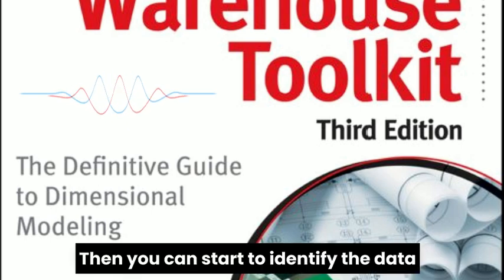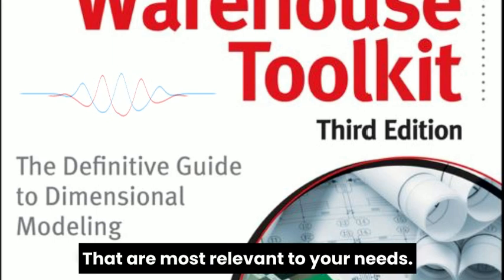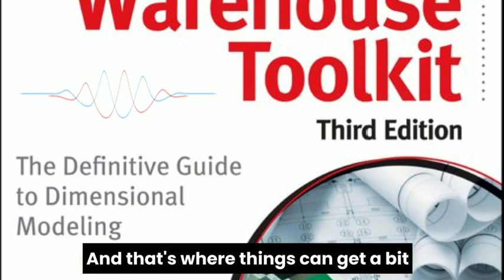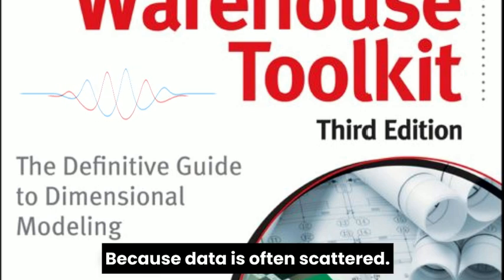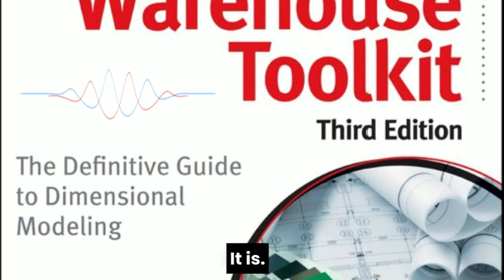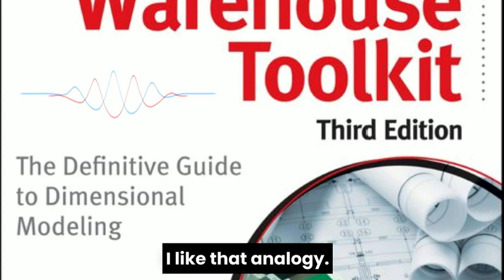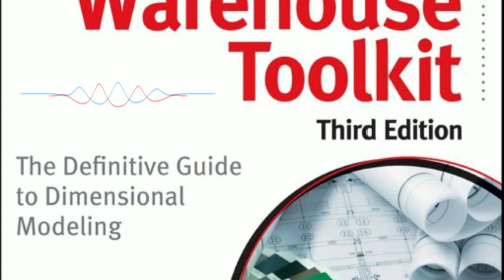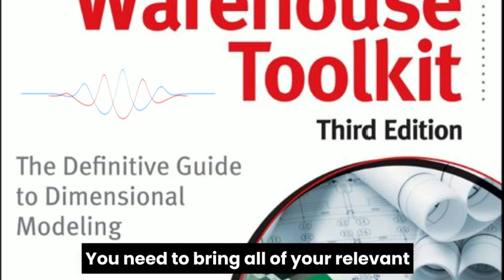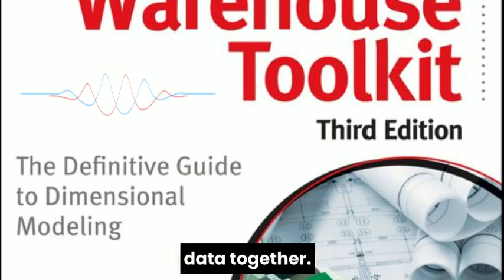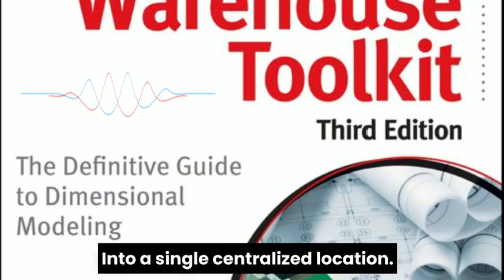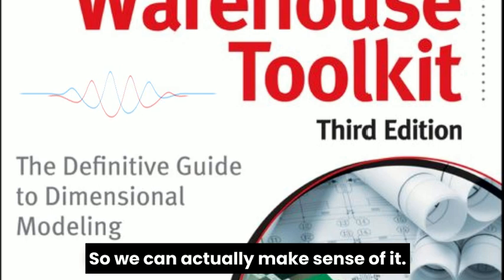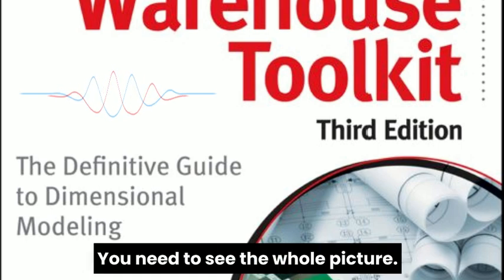So once we have a clear understanding of our goals, then what? Then you can start to identify the data sources that are most relevant to your needs. And that's where things can get a bit tricky, right? It can be. Because data is often scattered. It is. Across multiple systems, departments. It's like a big jigsaw puzzle. I like that analogy. With missing pieces. It can feel that way sometimes. So how do we solve that puzzle? Well, data integration is key. You need to bring all of your relevant data together into a single centralized location. So we can actually make sense of it. Exactly. You need to see the whole picture.